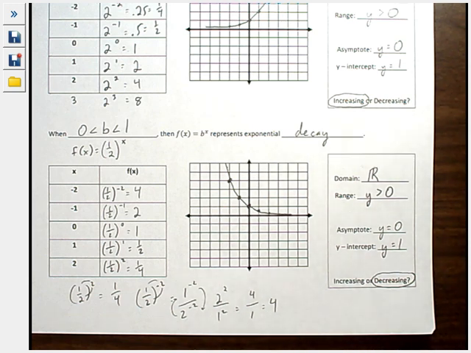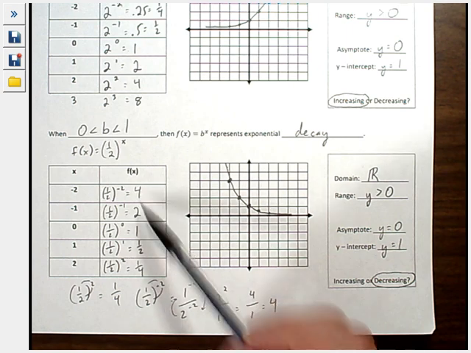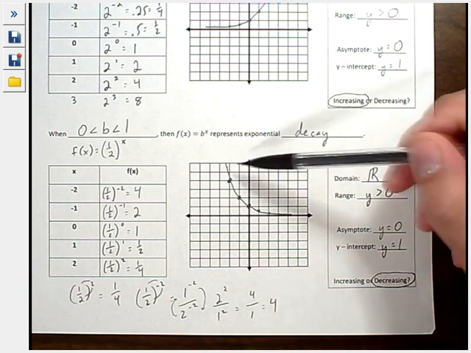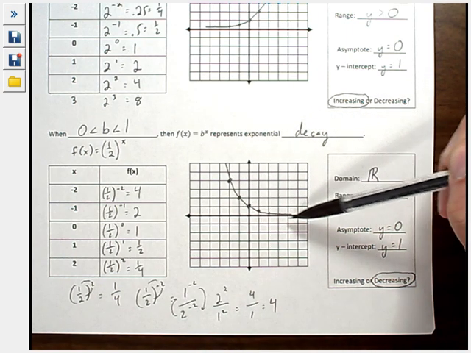We're going to get some practice today in evaluating using these tables right here, also being able to look at the graph and find key features and tell us exactly what's happening there.